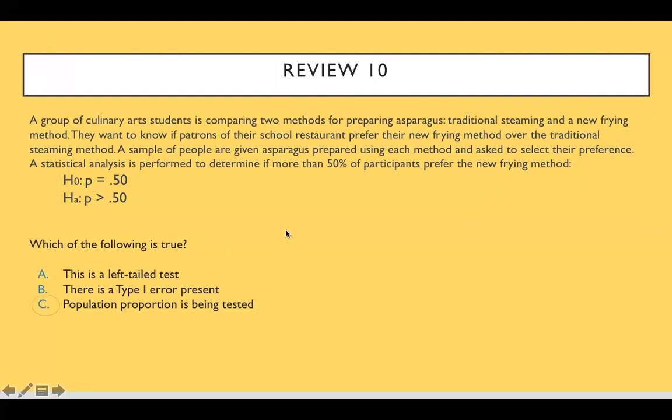Okay, so our answer here is C, population proportion is being tested. Starting with A, this is not a left-tailed test because you see in our alternative hypothesis, it is right-tailed. And then going to B, there is not a type 1 error present because we haven't made a decision yet. If we made a decision and then found out what was actual reality, then we would know whether a type 1 error is present or not. But population proportion is being tested here because we have p's in the null and alternative hypotheses.